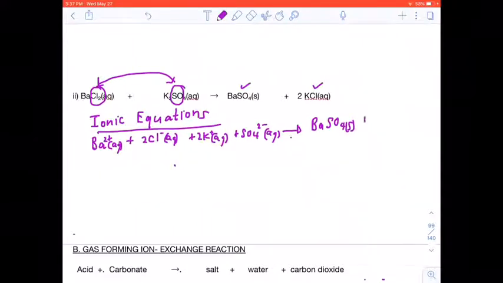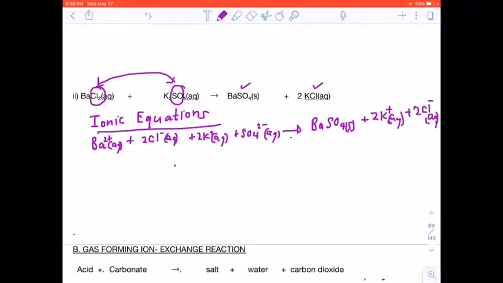And then we have K, which is 2K, right? Plus aqueous, and plus 2Cl minus aqueous. Okay.